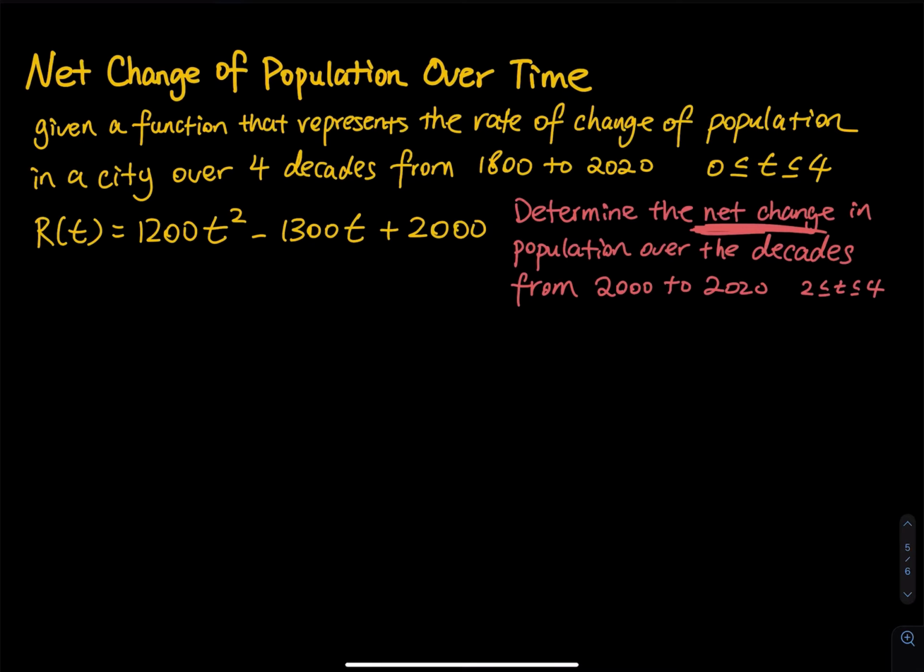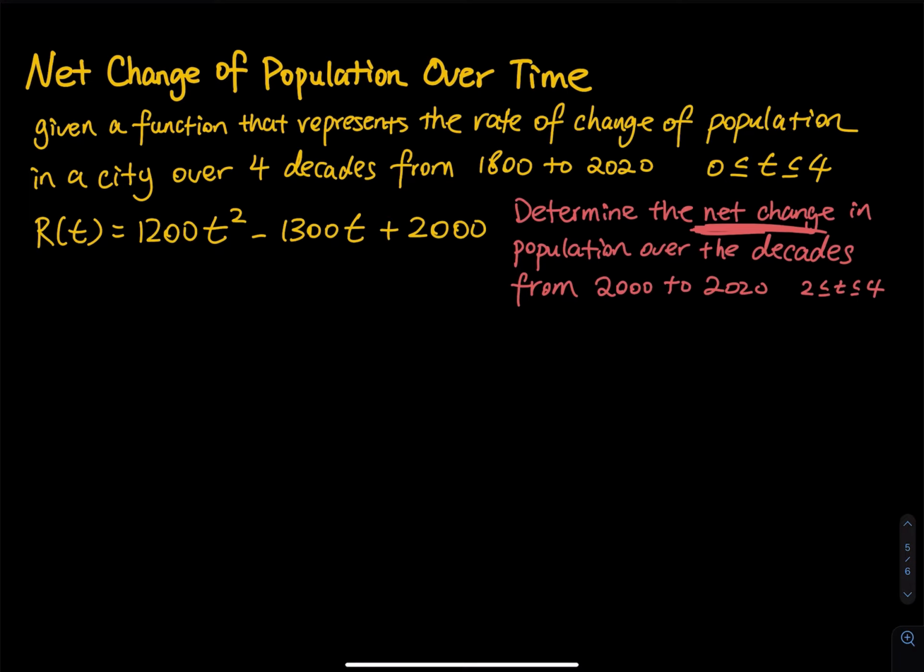Net change of population over time, given a function that represents the rate of change of population in a city over 4 decades, from the 1800s to 2020. So that means t is between 0 and 4. And then here is the rate of change function. So we have r of t equals 1200 t squared minus 1300 times t plus 2000.